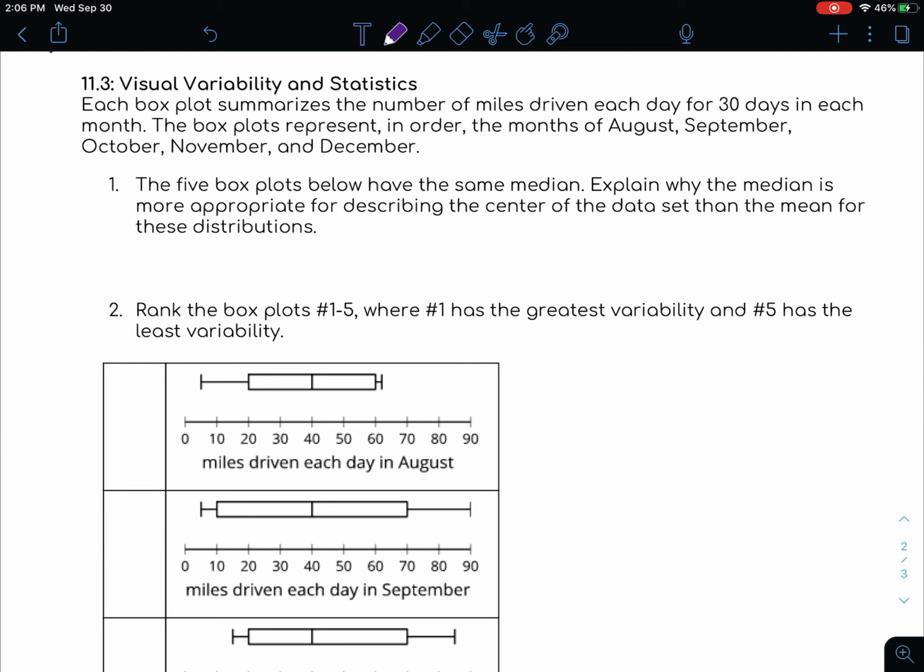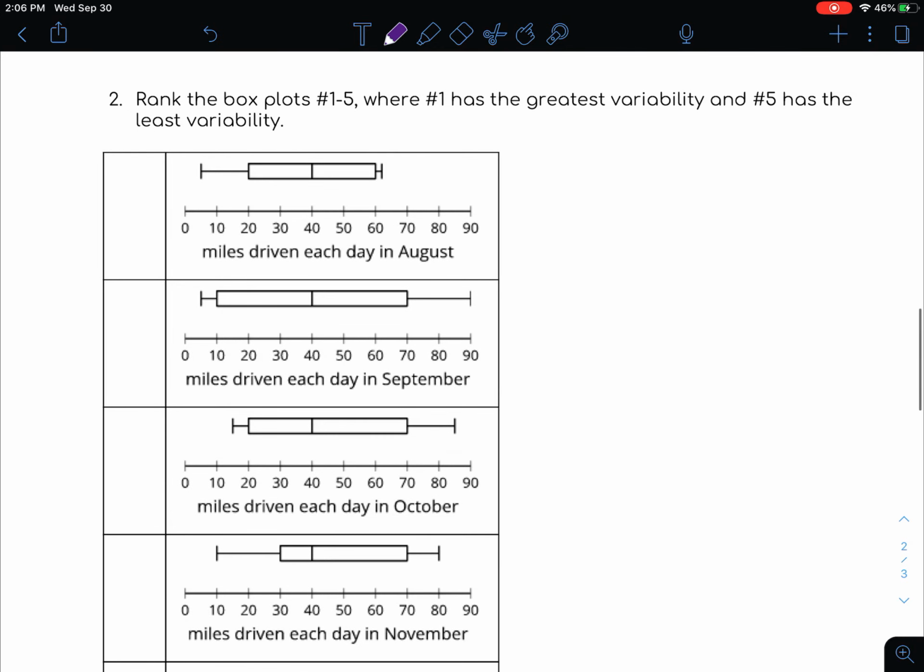So in the next one here, it says each box plot summarizes the number of miles driven each day for 30 days in each month. The box plots represent in order the months of August, September, October, November, and December. Number 1, the 5 box plots below have the same median. Explain why the median is more appropriate for describing the center of the data than the mean for these situations.